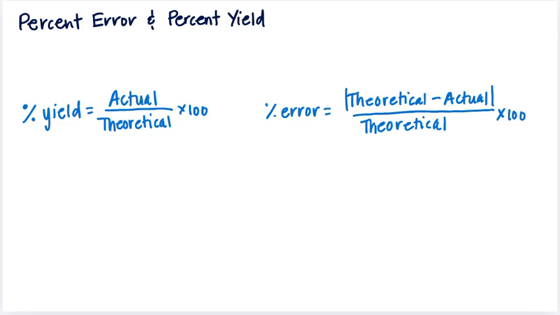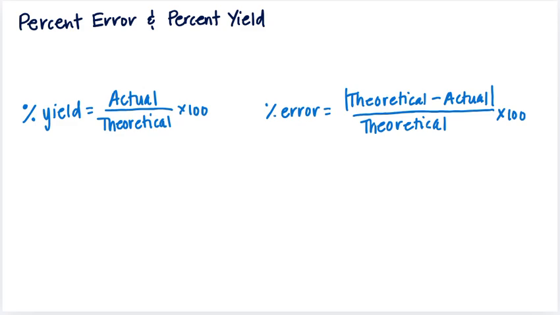These are two ways of analyzing how well a lab went. So in a lab, we often collect product, and when we collect product, we want to see how much product we collected and whether that amount is what we should have collected. So we want to compare and see how well we did. There are two ways to do this. The first way is with percent yield. When we are finding percent yield, we take our actual value over our theoretical value times 100.